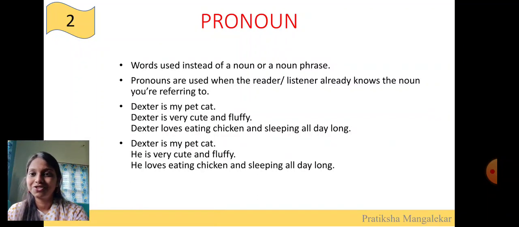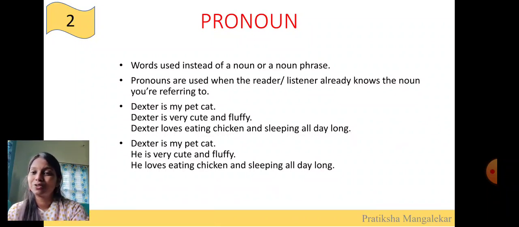Second part of speech is pronoun. Pronouns are words which are used instead of a noun or a noun phrase. Pronouns are used when the reader or listener already knows the noun you are referring to. For example, how boring would it be if I kept using the same noun throughout in a conversation? For example, I'm talking about my pet cat, Dexter.